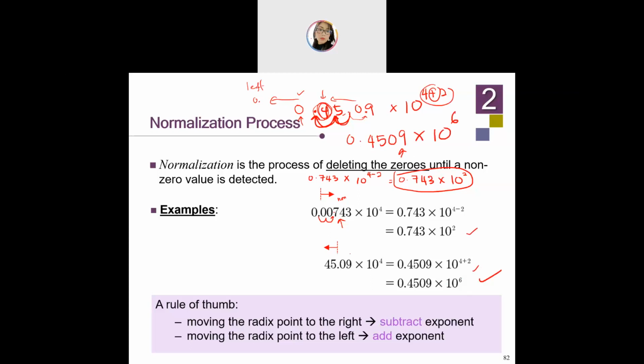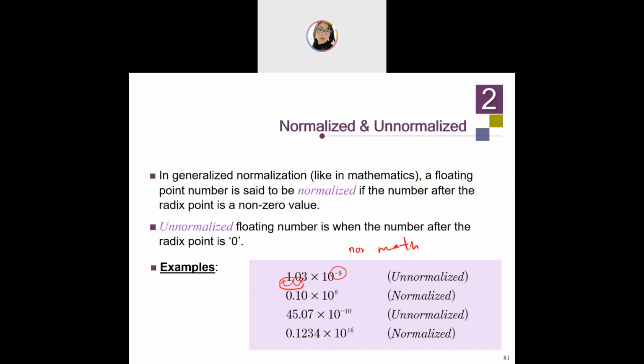So sometimes you are given a value and you need to normalize it to pick the correct option among A, B, C. But sometimes you are given several numbers, and you need to pick which one is normalized or which one is unnormalized.